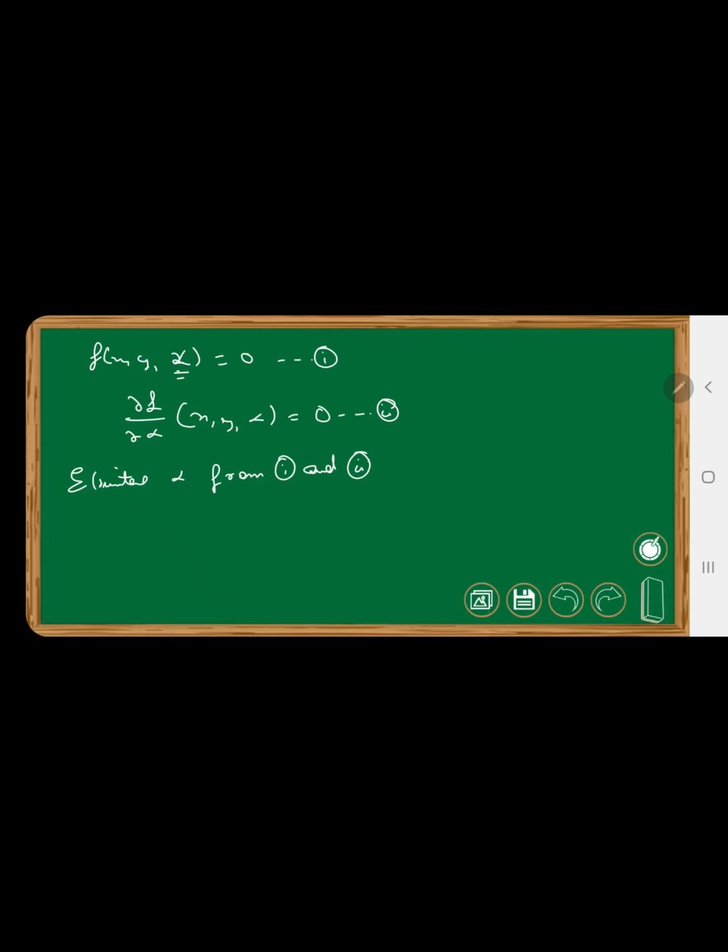Okay, so eliminate alpha from 1 and 2, and the resulting equation will be nothing but your equation of envelope. Clear? This is one part, and there is also a shortcut related to it.